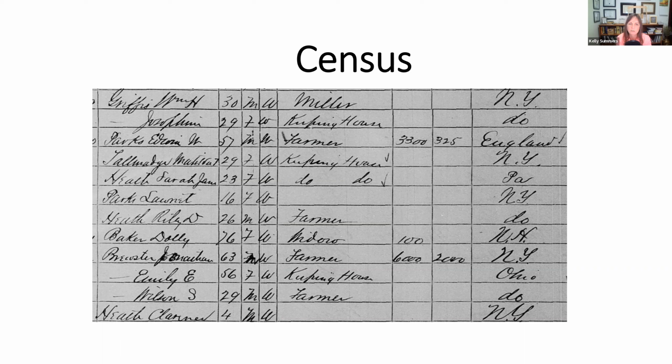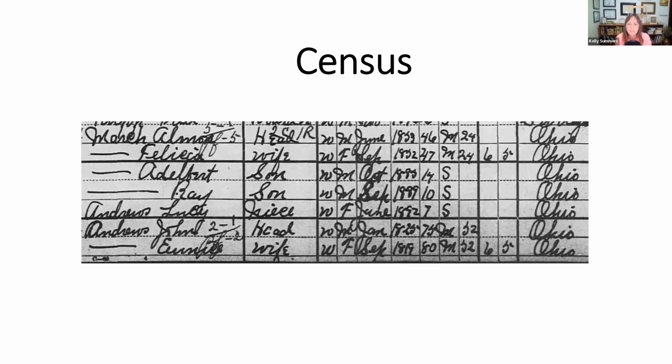Griffiths, who is 30, a miller and born in New York. And then we see there's a line, Josephine, and so we assume that that's Josephine Griffiths. She's 29 and she's keeping house, and the ditto means she was born in New York. We assume that that is a married couple. There's nothing there to tell us for sure, but we're making that assumption. That's an indirect conclusion.